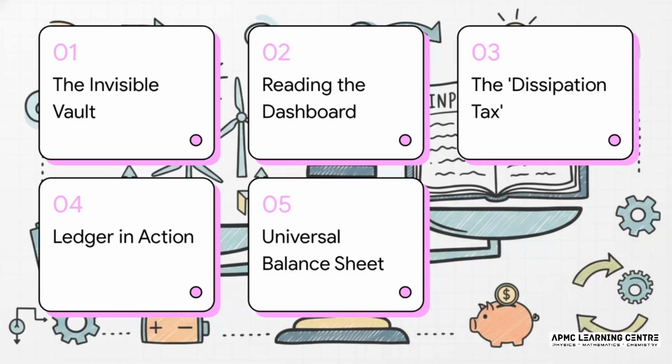All right, here's how we're going to do it. First, we'll crack open the invisible vault where energy is stored away. Then we'll learn how to actually read the dashboard that measures it. After that, we'll uncover this hidden tax that messes with, well, pretty much all real-world systems. We'll see the whole ledger in action with a falling object. And finally, we'll reveal the one big universal law that makes sure the books always balance.